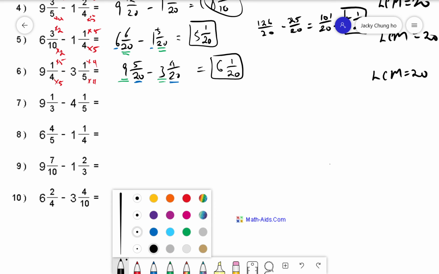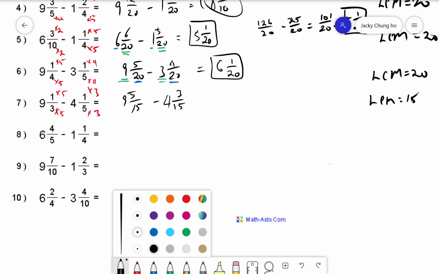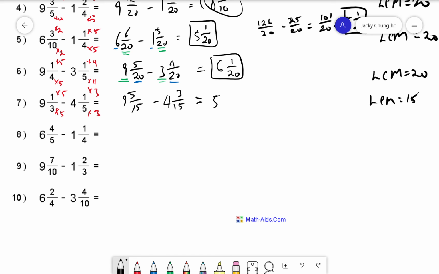Next, number 7, I have the denominators of 3 and 5, so the LCM will be 15. 3 times 5 and 5 times 3 will give me 15. So to rewrite it, it will be 9 and 5 over 15 minus 4 and 3 over 15. If I take care of the whole number first, it will be 9 minus 4, which is 5. And then for the fraction part, 5 over 15 minus 3 over 15 will be 2 over 15.